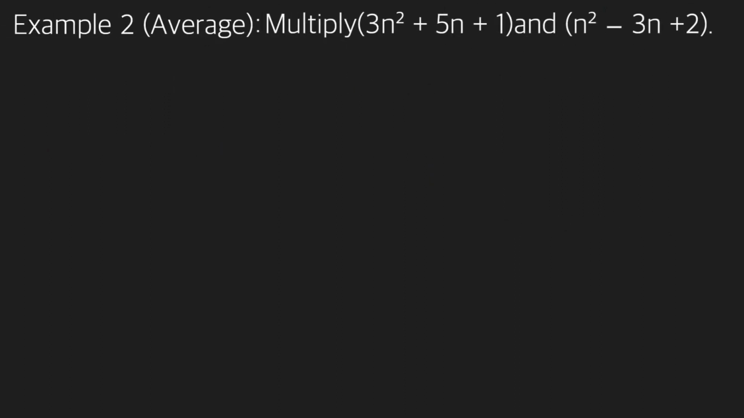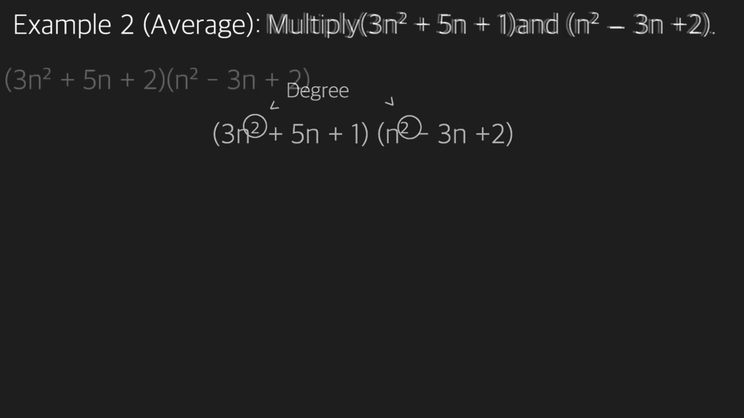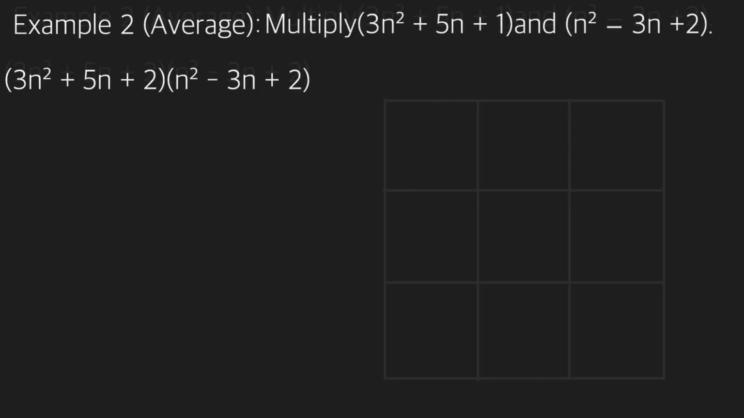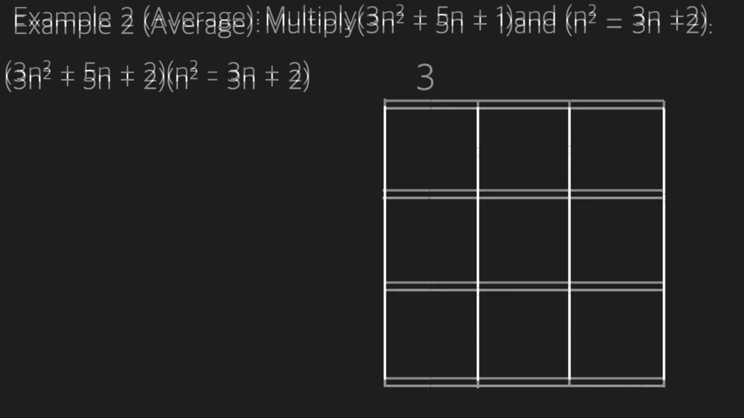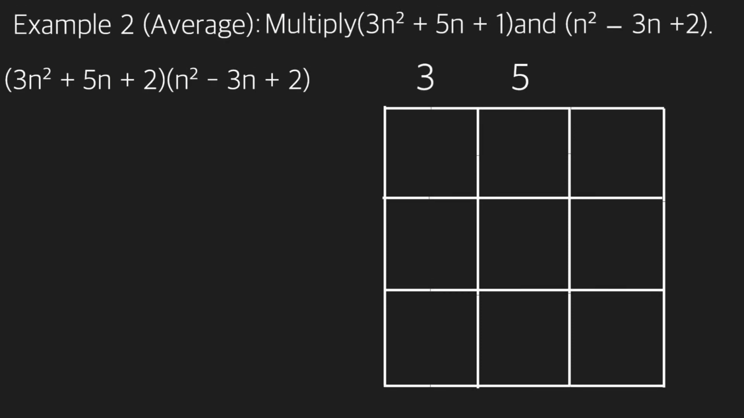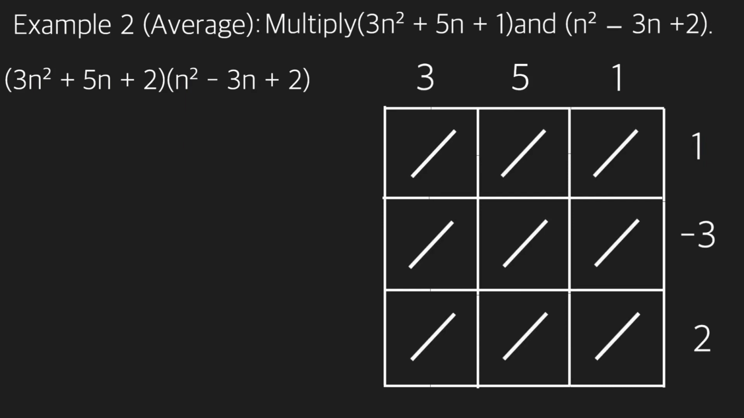Example 2. Multiply 3n squared plus 5n plus 1 and n squared minus 3n plus 2. First, let's get the size of the table. To do that, get the degrees and add 1. Now let's put the table in. After that, put the coefficients of each term into the table. Don't forget to add diagonal lines and below them 0.